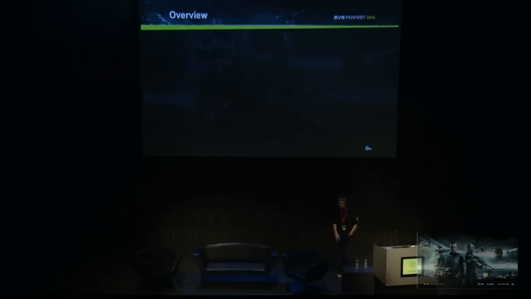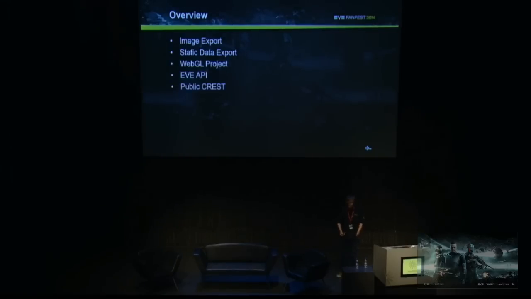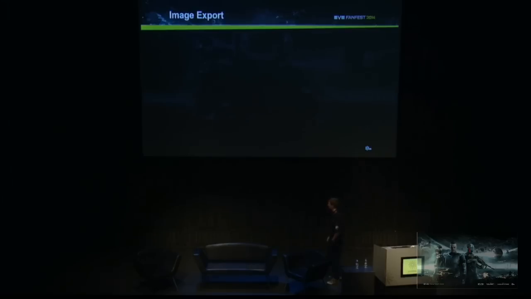This session is primarily going to be focused on giving you guys an update as to where we are with all of our different tools that we give you guys, things such as the image export, the static data export, the WebGL project, the Eve API, public CREST, and also, because who doesn't like them, give you some graphs, some stats on certain things, tell you about some stuff that is upcoming, and then take a whole lot of time to answer questions.